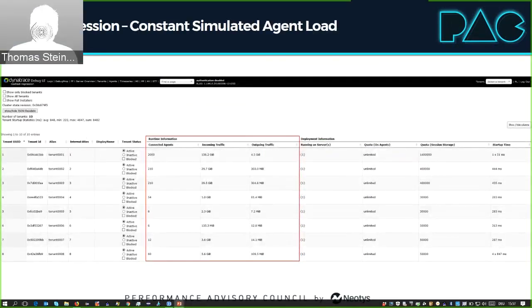So a few numbers here. For the small environments, we have split up a few tenants. In production speak, a tenant would be a customer again. So we have a few simulated tenants with a different number of connected agents per tenant. We are simulating a larger tenant, a smaller tenant, a mid-sized tenant, and so on. So that's more or less the goal.